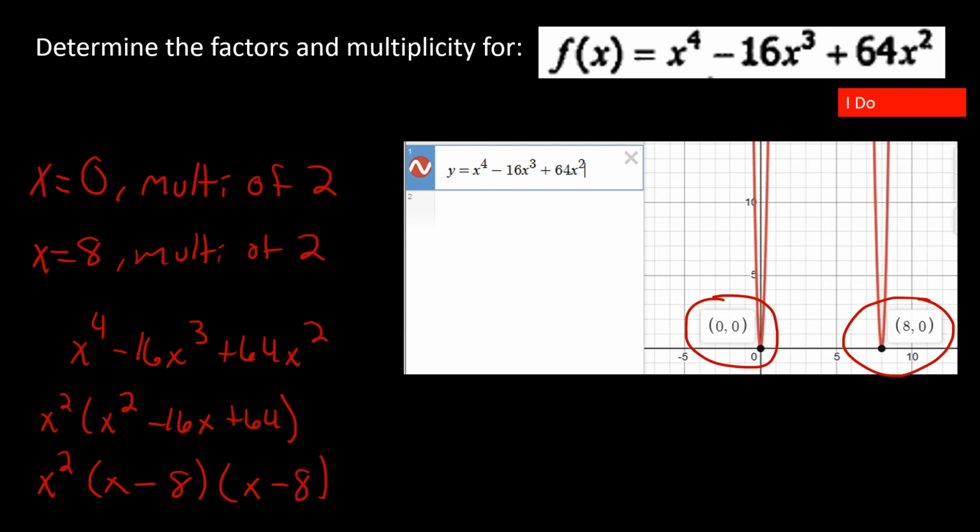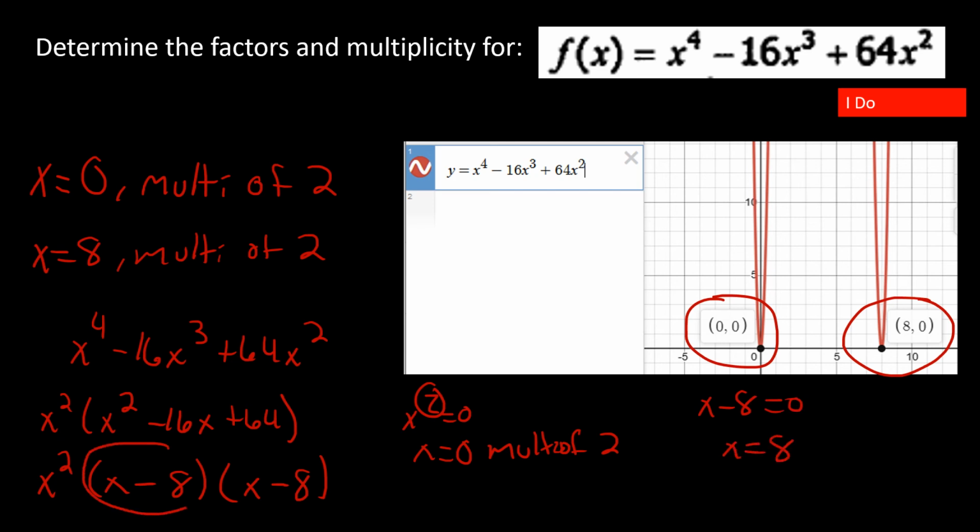So if I solve for these, we'd have x squared equals 0, which means that x equals 0 with a multiplicity of 2, because this happens twice. And this x minus 8, we set that equal to 0, we get x equals 8, but that happened twice, so that's a multiplicity of 2. Again, this is doing it by hand, by factoring.